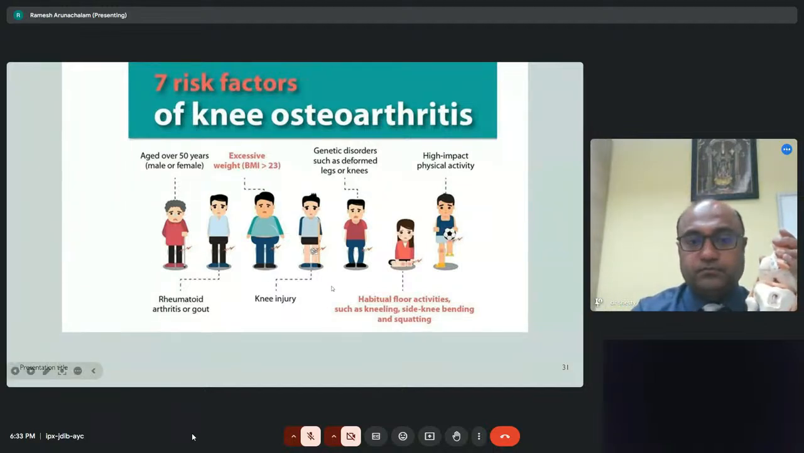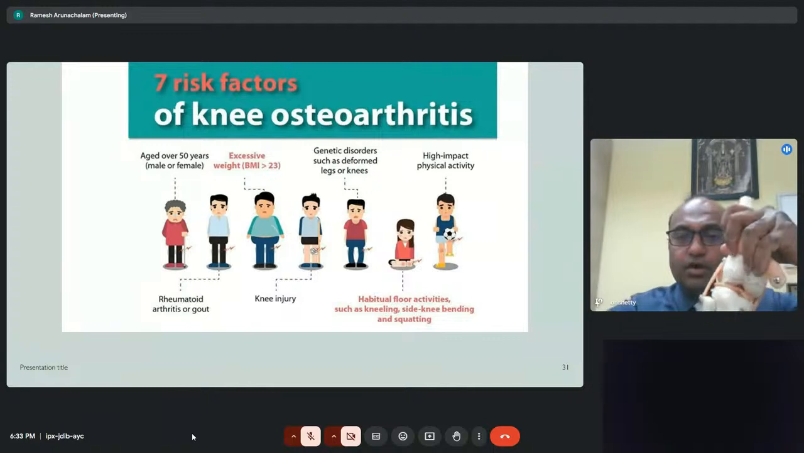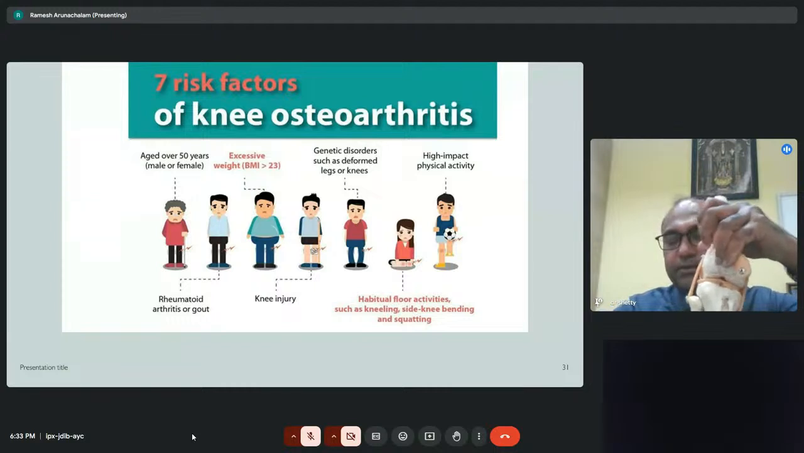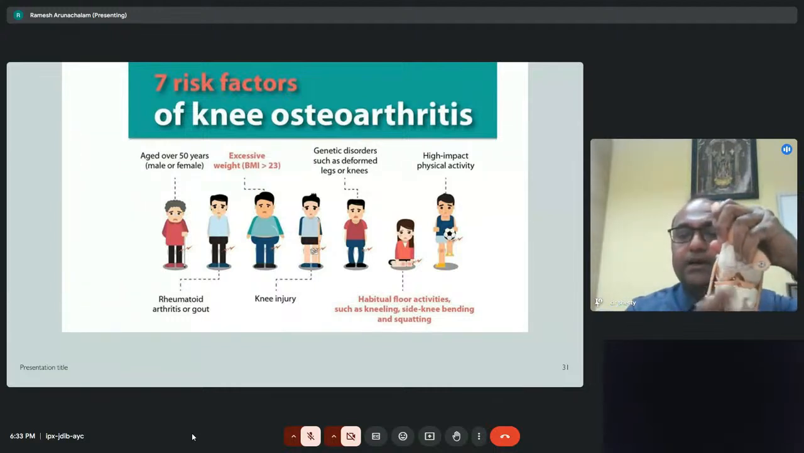Some young girls can have a knock knee because of vitamin deficiency at a young age. And if there is a knock knee, they develop some cartilage damage.